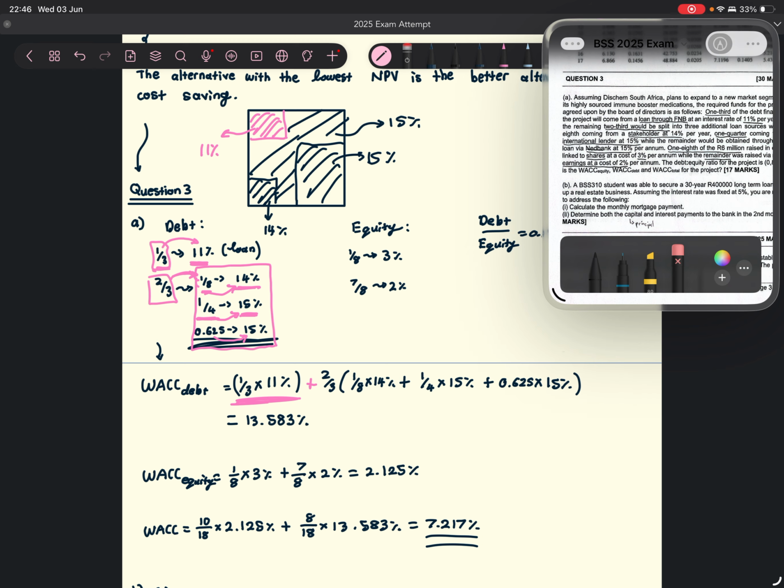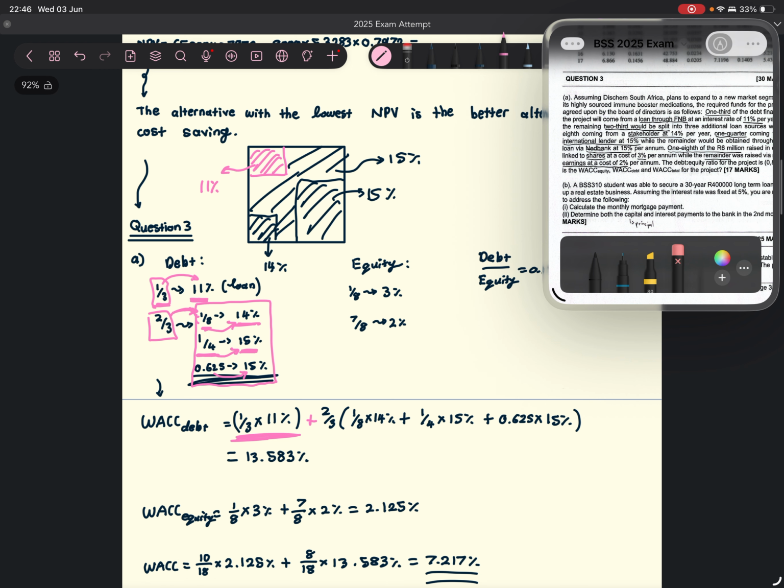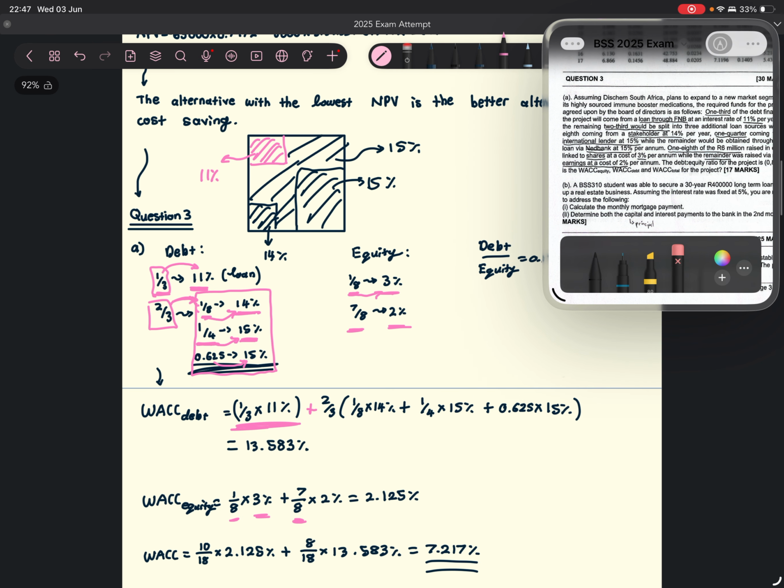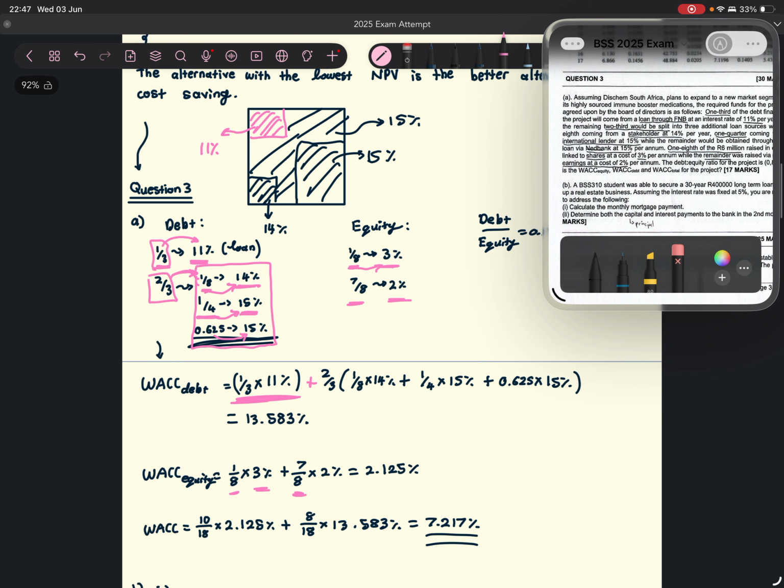And then the WACC equity, we're told that 1/8 of the equity has a cost of 3%, and then 7/8 has a cost of 2%. So we multiply this weighting by its cost. So it's 1/8 times 3 plus 7/8 times 2. And then the total WACC is going to be the weighting of the debt multiplied by the WACC debt, and then the weighting of the equity multiplied by the WACC equity.